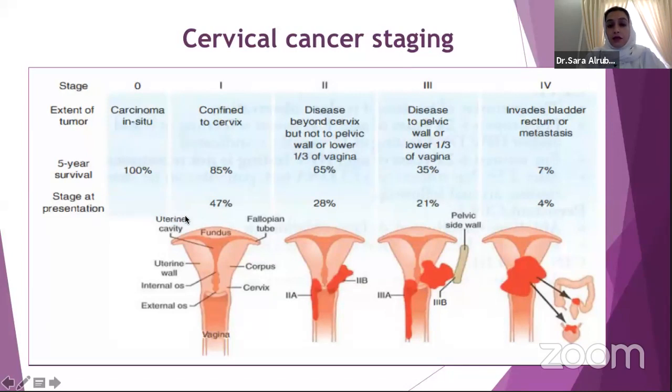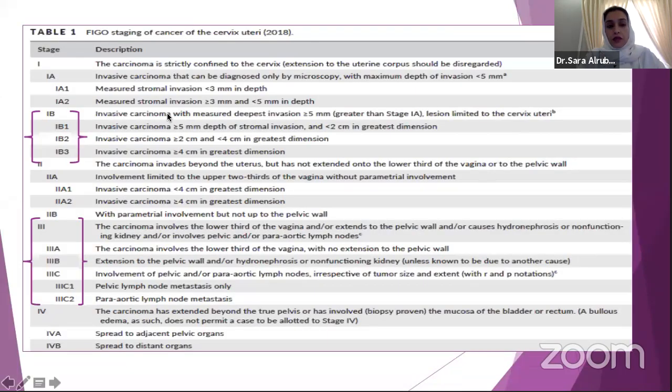This is the only classification, or the only staging system, where they use a clinical assessment to assess their patient. In 2018, the FIGO staging was changed, and the only difference was in stage 1B, where they made a distinction according to the size. Why? Because some gynecologists don't do surgery for their patient if the tumor is more than 4 centimeters, because they feel that they can't remove the tumor completely with a clear margin.